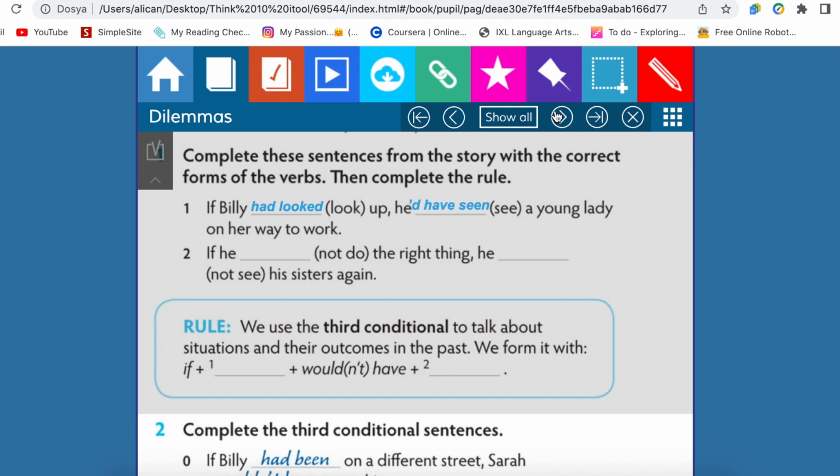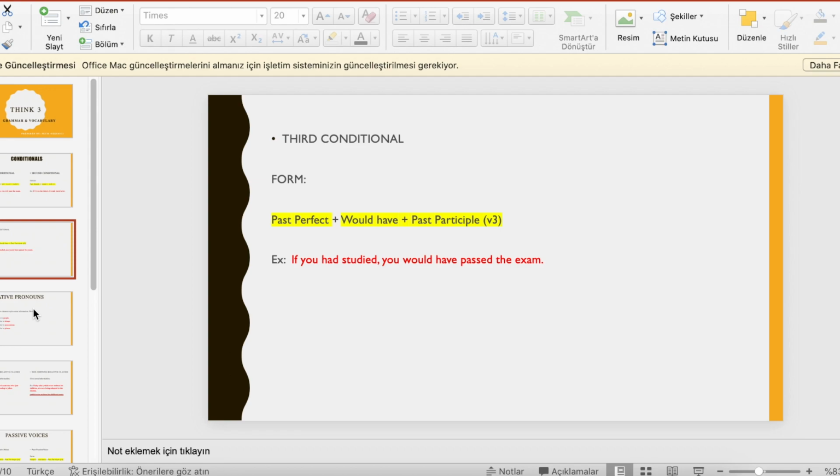As you can see here, it says if Billy had looked up, he would have seen a young lady on her way to work. If he hadn't done the right thing, he wouldn't have seen his sisters again. We use the third conditional to talk about situation and their outcomes in the past. We form it with if plus past perfect, would or wouldn't, have plus past participle, verb 3.